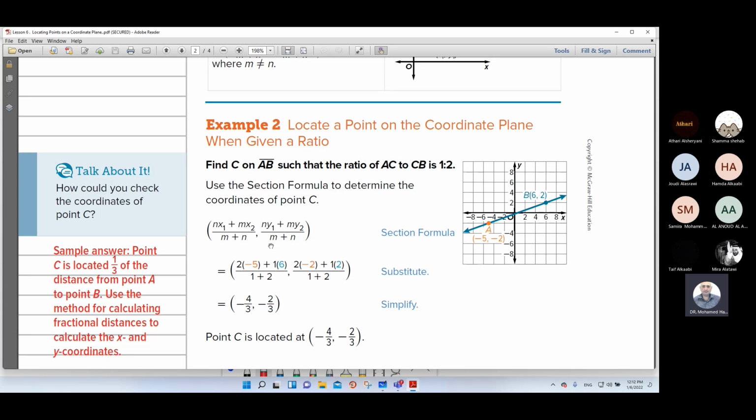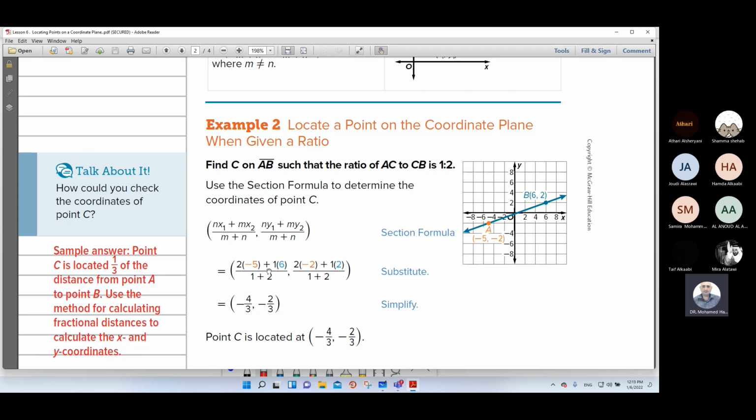Then substitution. What is the n? The n, 2. So write 2. What is x1? x1 means minus 5. What is the m? M will be 1. What is x2? 6. M plus n means 1 plus 2. Then n times y1, negative 2, plus m will be 1 times y2 will be 2, over 1 plus 2.